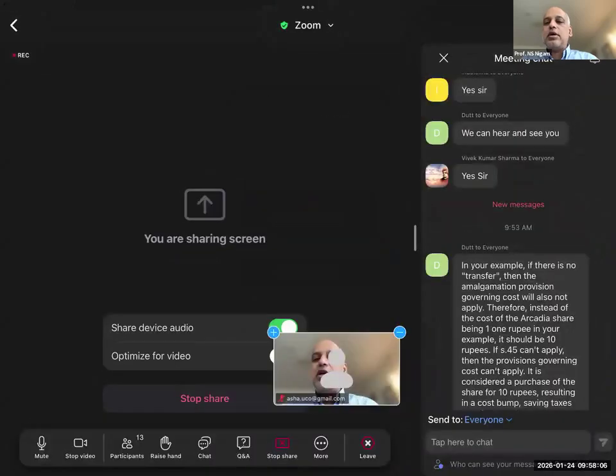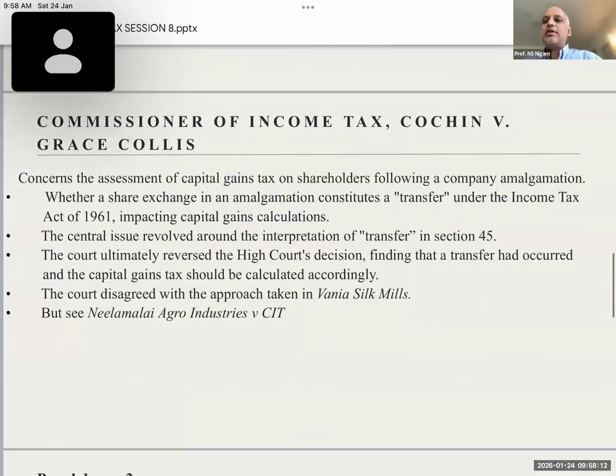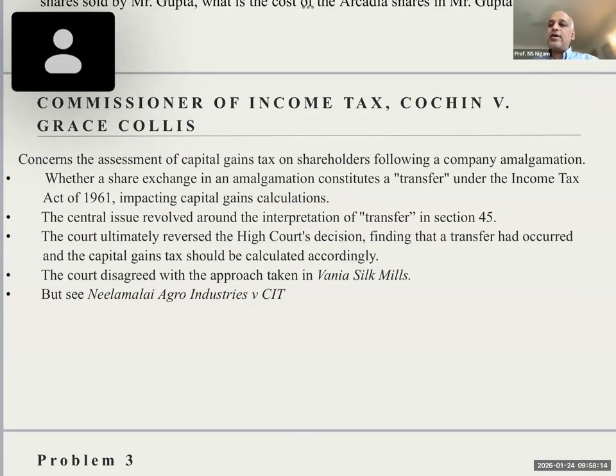The court, and I'm going to share my screen with you so that I can take you back to that decision. It's Commissioner of Income Tax versus Grace Collis. They said, no, this is actually a transfer, because the definition of transfer is very clear. They said Vanya Silk Mills was wrong. The definition doesn't only say sale or disposal, it also clearly says in Clause 2 extinguishment.